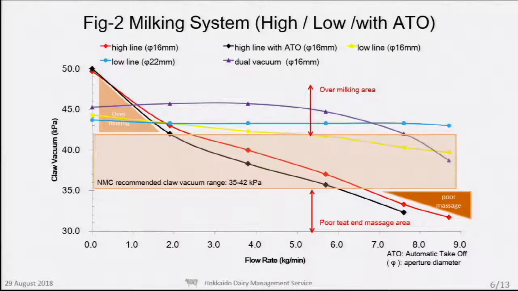We have to decide operating vacuum using flow simulator at installers and travel times. On this picture, low line system and dual vacuum system operating vacuum are too high vacuum. This is operating vacuum at 42.